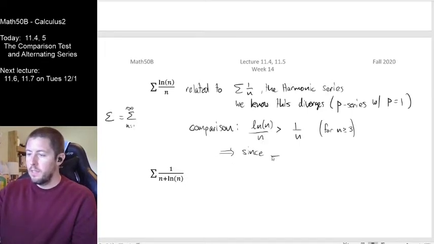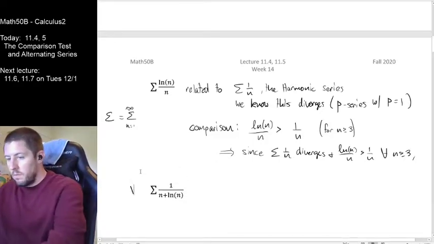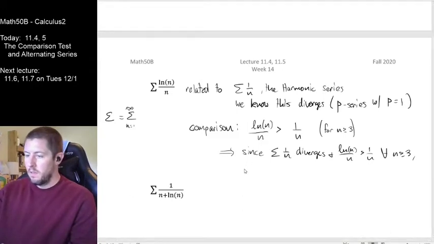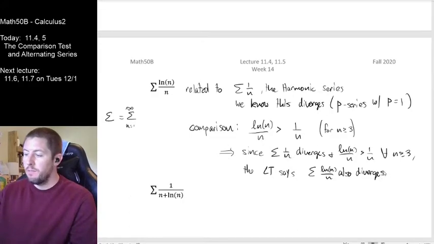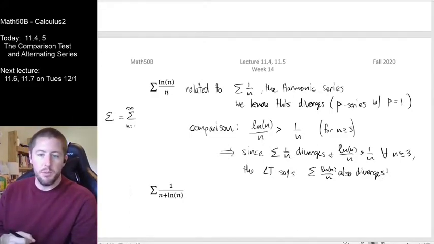So I'll say here, since the sum of 1 over n diverges and natural log of n over n is bigger than 1 over n for all n greater than or equal to 3, the comparison test, which I will abbreviate as CT, is going to say that the sum of the natural log of n over n also diverges. We are bigger than something that diverged off to infinity, so therefore we must also diverge off to infinity.